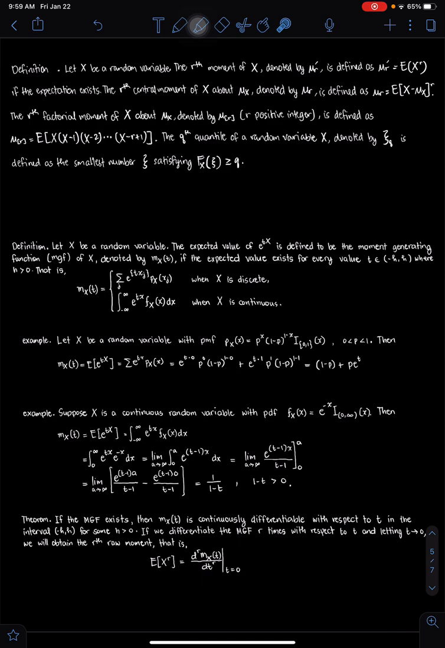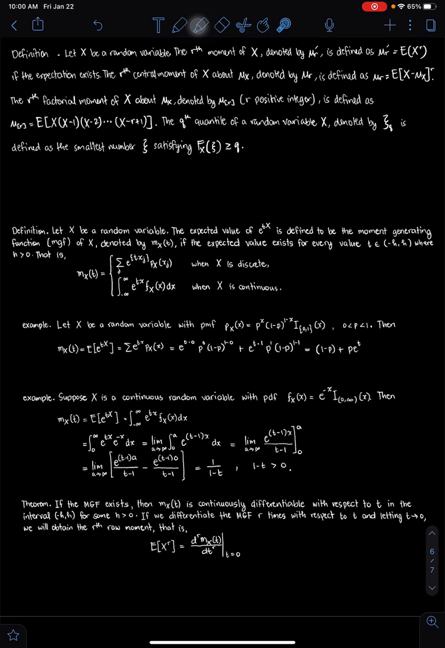Later we can make use of this factorial moment in our succeeding discussion. Okay, so the rth factorial moment of X, denoted by mu sub bracket of r, where r is a positive integer, is defined to be the expected value of X times X minus 1 times X minus 2, etc., times X minus r plus 1. So this is actually the falling factorial of X of degree r. Okay, so we get the expected value of that. That is defined to be the rth factorial moment of X.